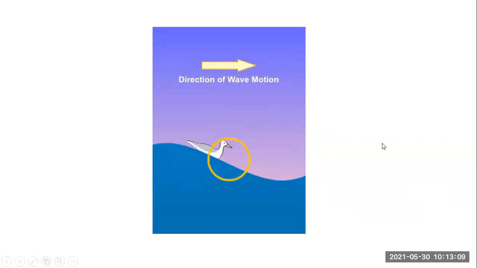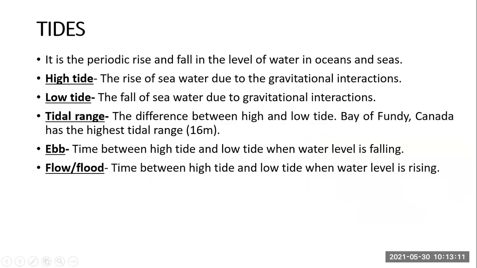So next one, tides, ocean tides. It is the periodic rise and fall in the level of water in oceans and seas. So the periodic rise and fall in the sea water level is what we call an ocean tide. For example, this is the average sea level of a location.